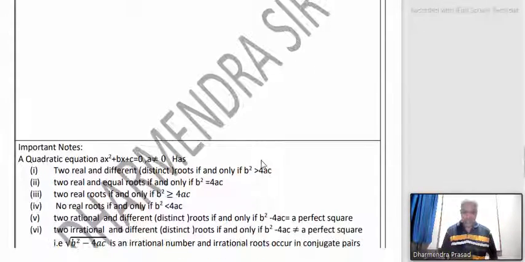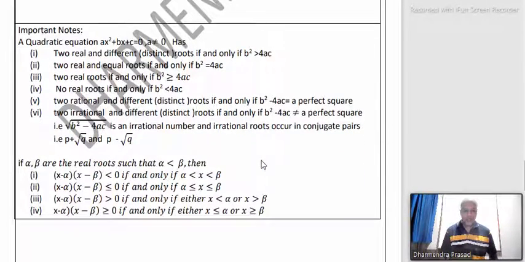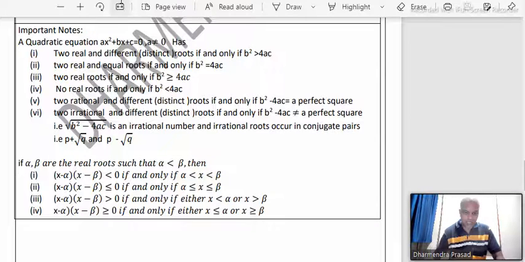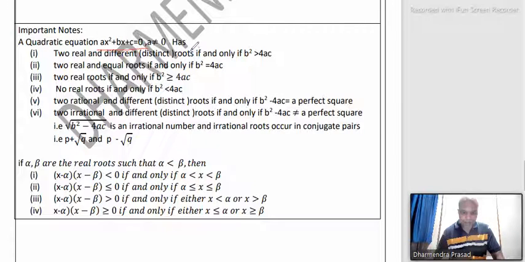Yes. Here, very important thing. This is a note I have given you. The important notes, you go through these properties. In this property, I would like to discuss the things. If the question is ax square plus bx plus c has two real and distinct roots, if b square minus 4ac is greater than 0; real and equal roots, if b square is equal to 4ac; two real roots if b square is greater than or equal to 4ac; and two non-real roots if b square is less than 4ac.